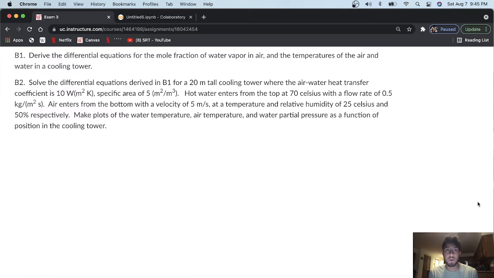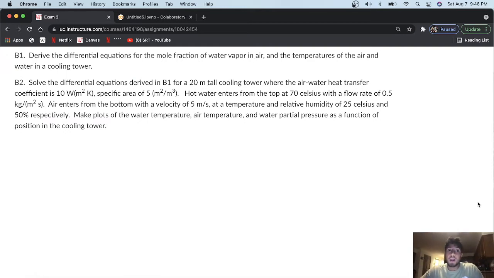We're going to solve the differential equations that we derived in the last video for a 20-meter tall cooling tower where the air-water heat transfer coefficient is 10 watts per meter squared per Kelvin, and the specific area is 5 meters squared per meter cubed. The hot water enters from the top at 70 degrees Celsius with a flow rate of 0.5 kilograms per meter squared per second. Air enters from the bottom with a velocity of 5 meters per second at a temperature and relative humidity of 25 Celsius and 50% respectively.